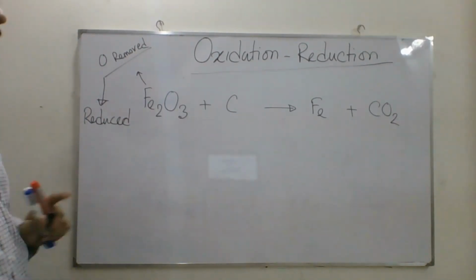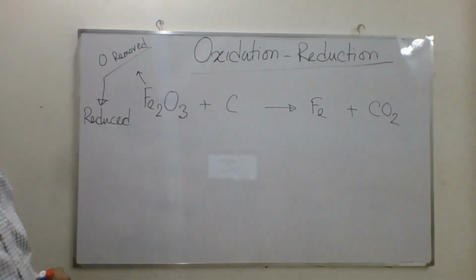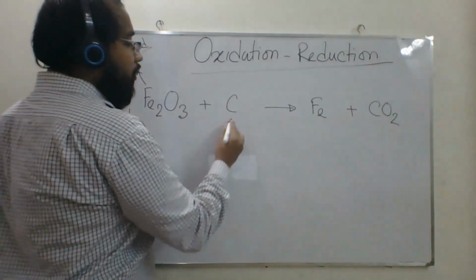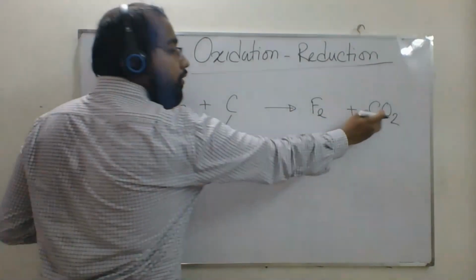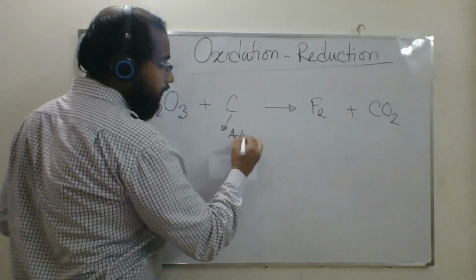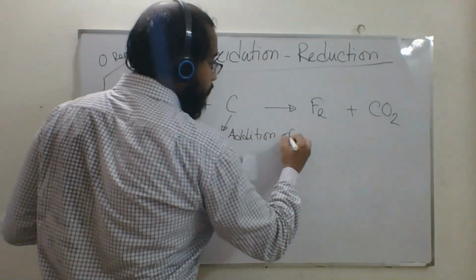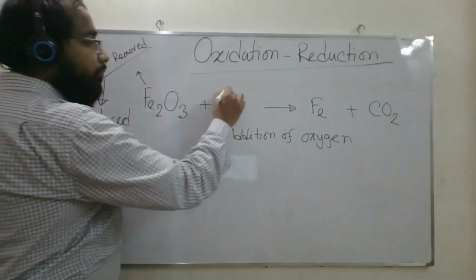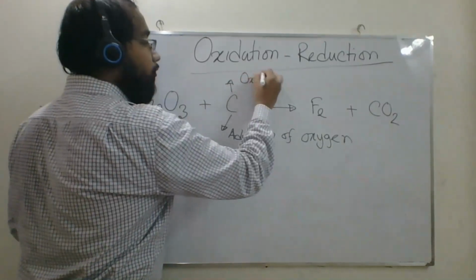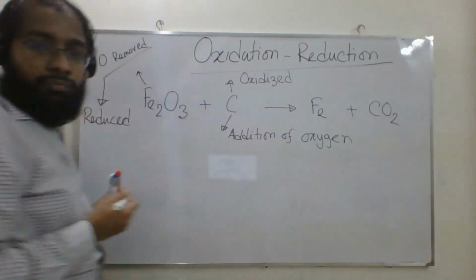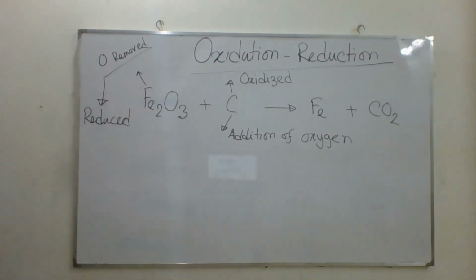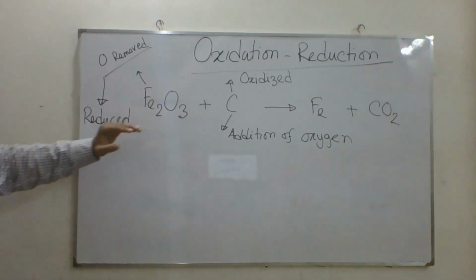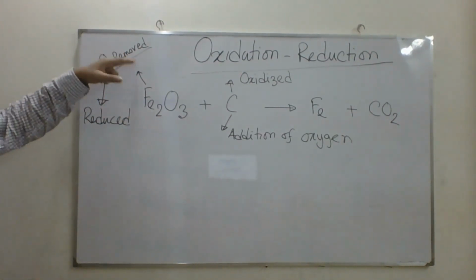Now, what happened to carbon? Carbon basically gains the oxygen. That means addition of oxygen, so carbon gets oxidized. Now look at the board. Iron oxide basically gets reduced by removal of oxygen.